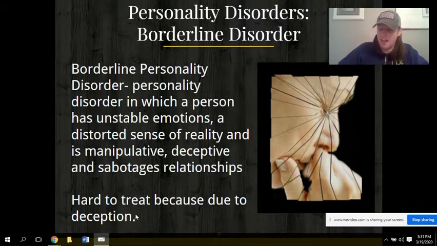So they're not out of reality like a schizophrenic is, but they're seeing it only their way. You know what I'm saying? They're not getting the whole big picture. It distorts the sense of reality, and is manipulative.